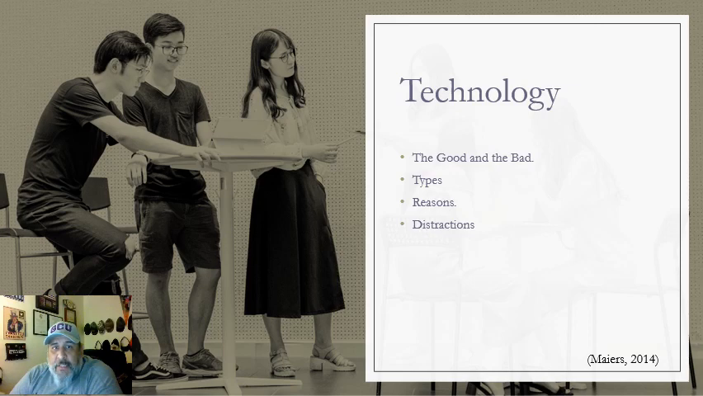Types of technology that are used happen to be laptops, desktops, computers, and cell phones. And for the distractions or the reasons, today the two that are used the most are laptops and cell phones. The reason is their size and ease of use.